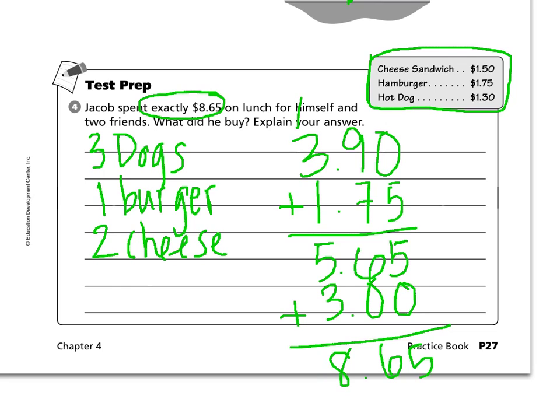Now, please note that this is a guess and check where you have to look at the numbers in order to figure it out. So if you didn't get it on the first try, that's alright. It took me a little bit too in order to figure out that I need 3 dogs, 1 burger, and 2 cheese. Now, in order to explain it, you need to make sure that you have all of your work on your page. Do not erase your work.